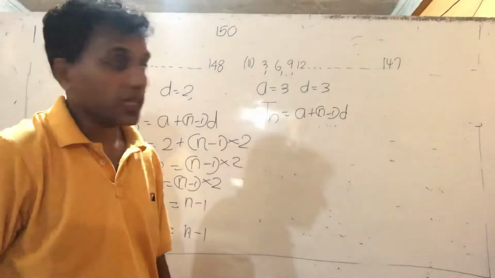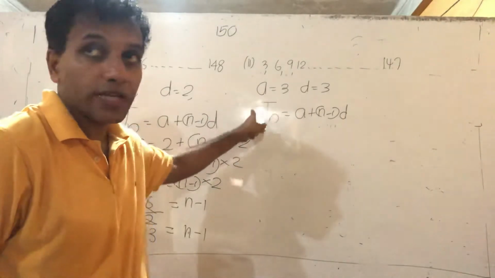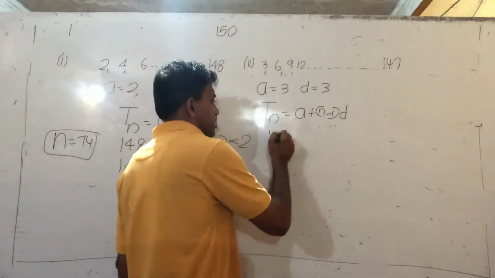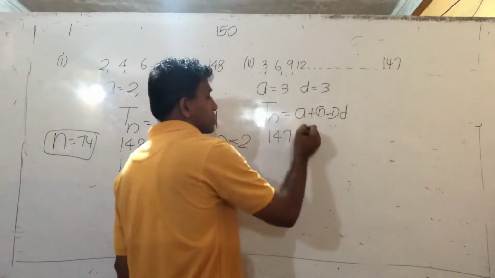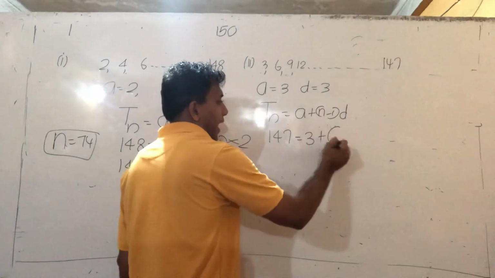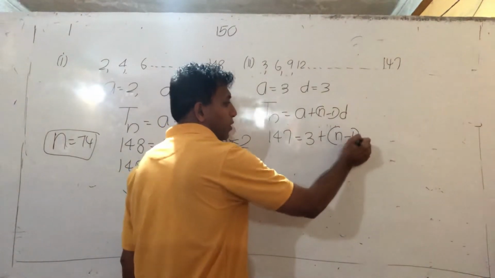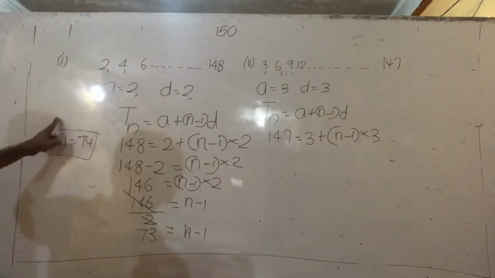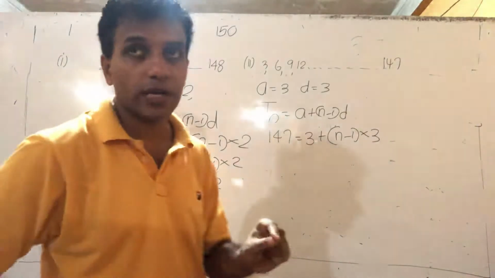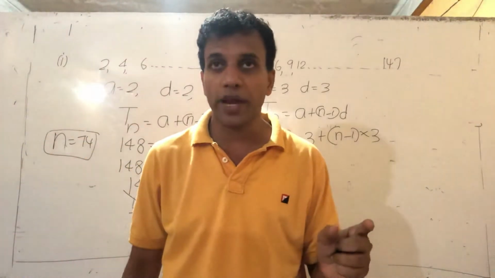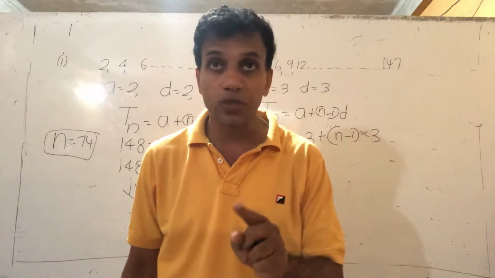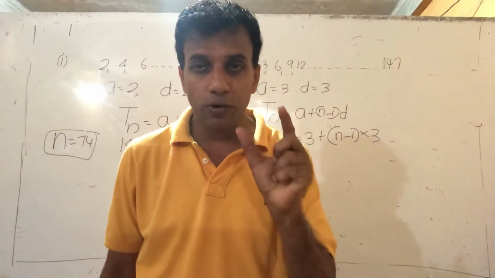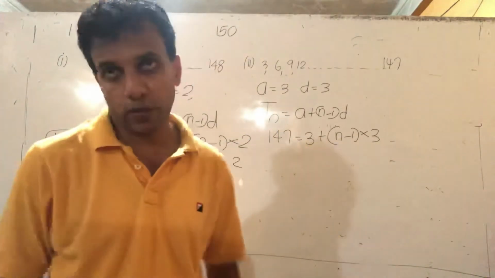Okay, now see, where is 147? Put Tn for that, 147. A is 3. N is missing, we'll calculate the n value, right? D is 3. Remember one thing, this n value is always a positive integer. There's no minus value for n. Therefore, there are no decimal values for n. No mixed fraction or fraction for n. A positive integer is the n value always.